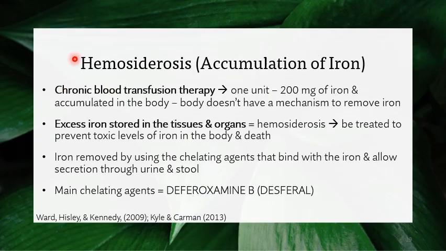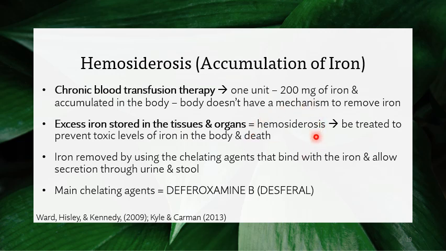Well, we talk about hemosiderosis now. So it's the accumulation of iron. Because of the lot of blood transfusions, in chronic conditions where every single week you get blood transfusions, in 1 unit of blood there might be 200 milligrams of iron, and it's accumulated in the body. And the body just doesn't have the mechanism to remove the iron. So the iron will be stored inside tissues and organs, and the hemosiderosis condition will happen.